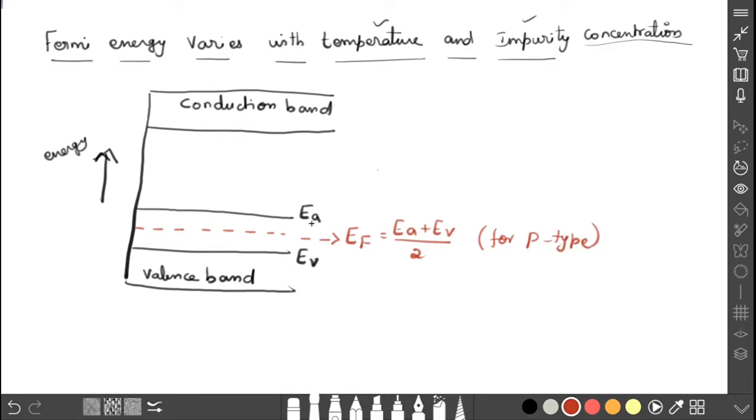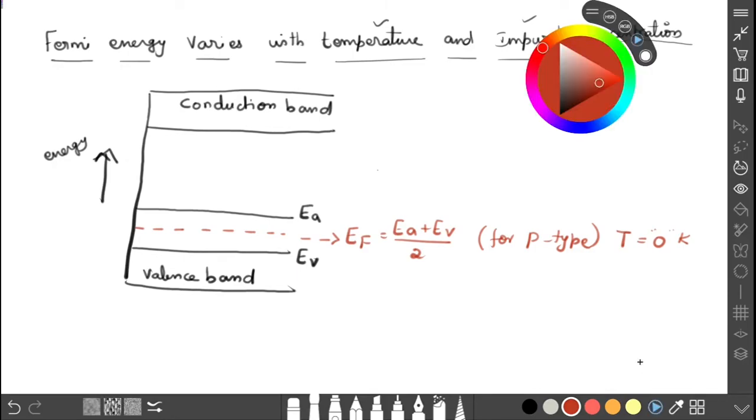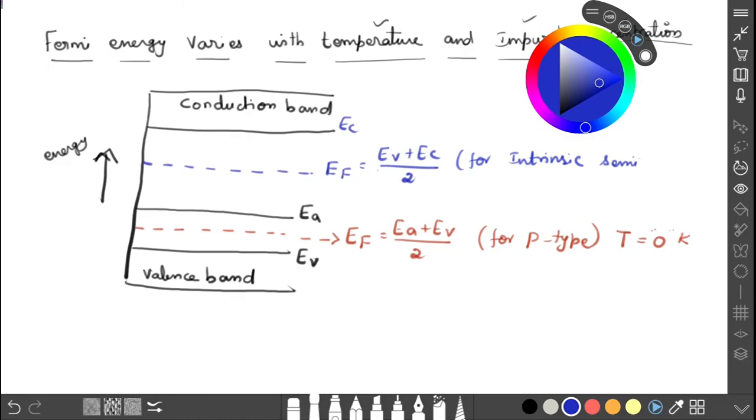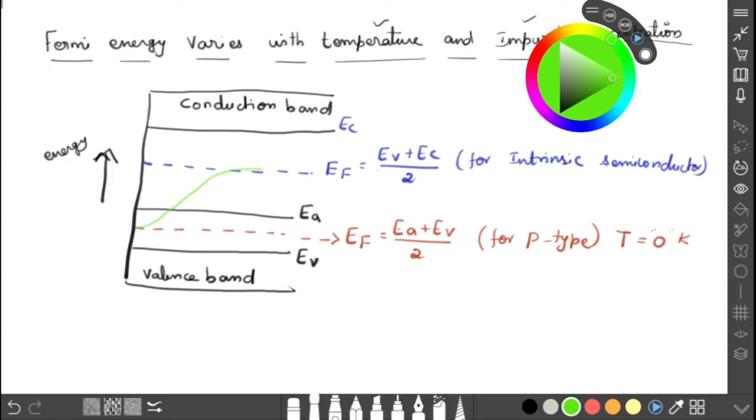But what they are asking, if you increase the temperature, this will happen at a temperature T is equal to 0 Kelvin. If you increase the temperature, how the Fermi energy varies. Now you see, in case of intrinsic semiconductor, the Fermi energy level lies in between the valency band and the conduction band. So EV plus EC divided by 2 for intrinsic semiconductor. Right? So now for a p-type semiconductor, if you increase the temperature, that time slowly it will try to reach the intrinsic semiconductor.